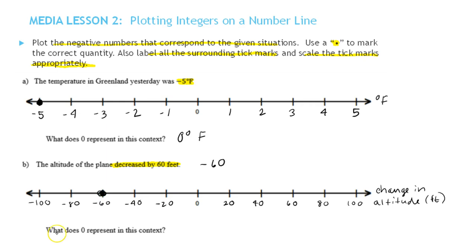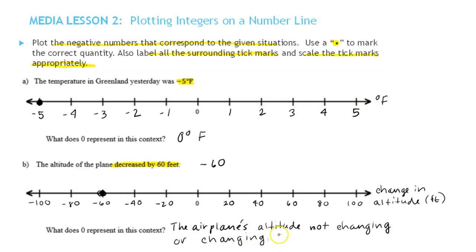And lastly, we're asked, what does 0 represent in this context? So here's 0. Let's remember how we define this. It's the change in altitude in feet. So this would represent the airplane's altitude. We could either say not changing, or equivalently we can say changing by 0 feet, which would be not changing at all.